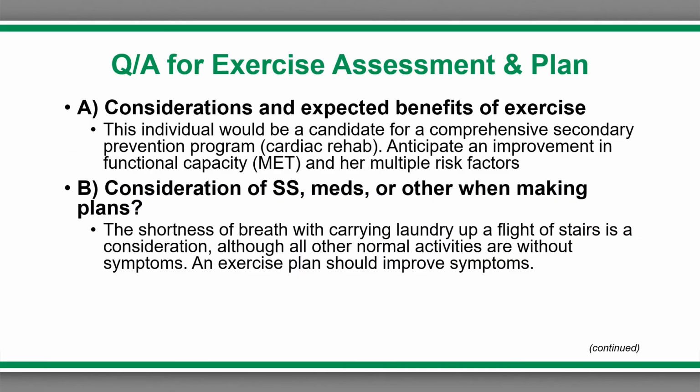Should we consider considerations and expectations? Well, she is definitely a candidate for comprehensive secondary prevention. Secondary prevention is when someone has known or very early disease, and the plan is to decrease the impact of that disease. Primary is to prevent. Secondary is to decrease the impact of the disease. And we would expect some improvements. Do we have any signs and symptoms?